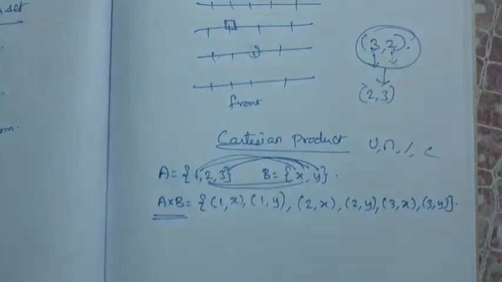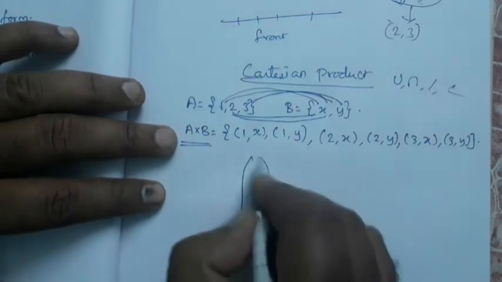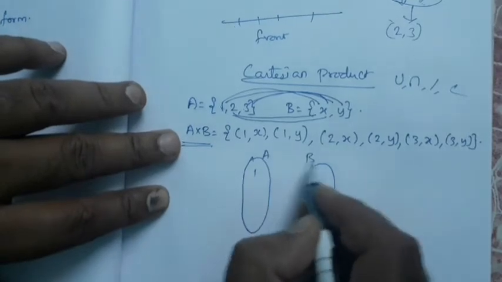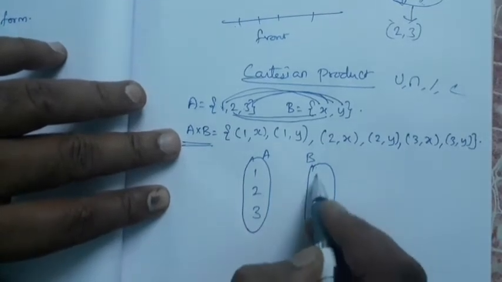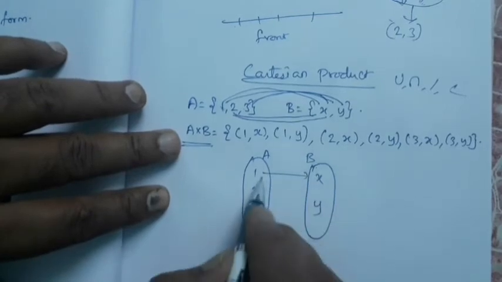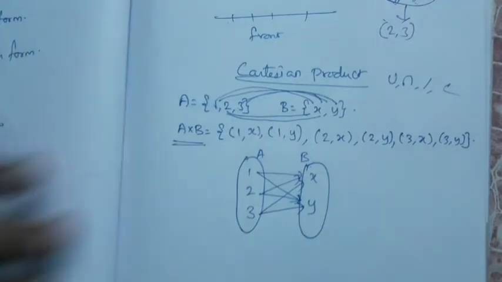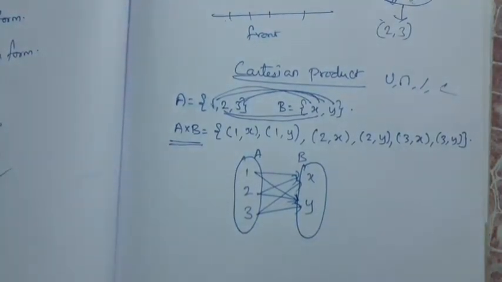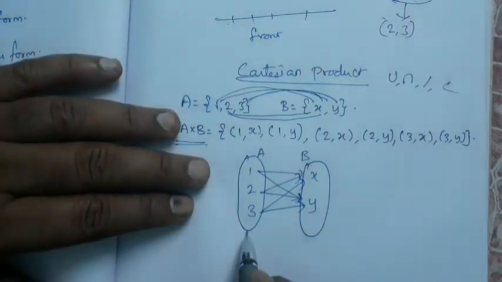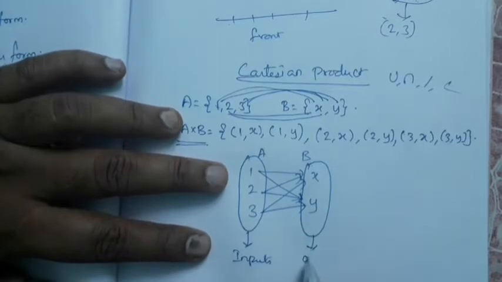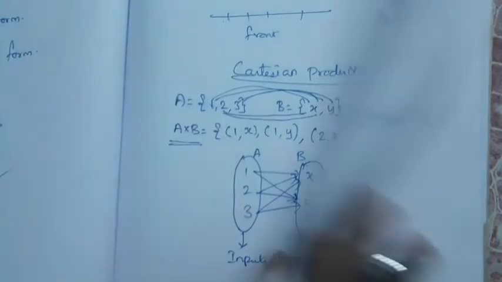Cartesian product. Clear? This can even be represented using an arrow diagram. This is set A and this is set B. Take this example: 1, 2, 3 and x, y. 1 will be paired with x and y, 2 will be paired with x and y, 3 will be paired with x and y. This is nothing but the Cartesian product. Clear? So here 1, 2 and 3, the first set, are considered as inputs, and the second set are considered as outputs. Okay, so this is the Cartesian product, or we say cross product.